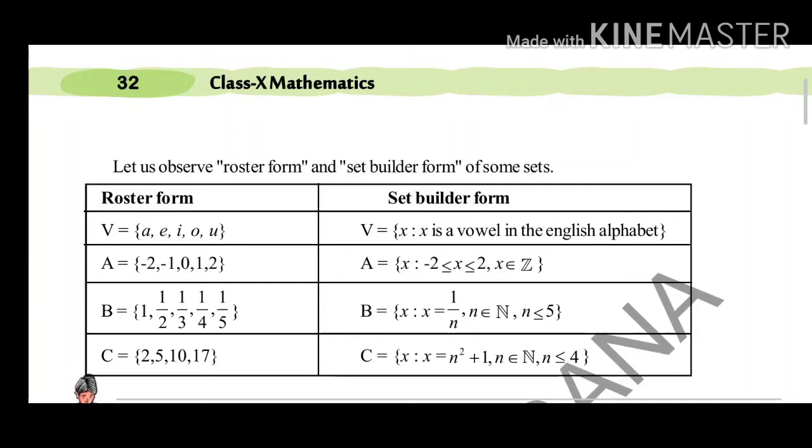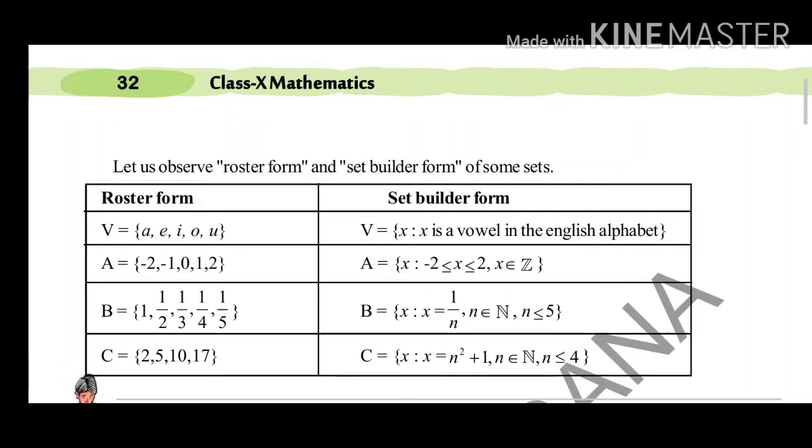Next, one more set you can see here. A is equal to {-2, -1, 0, 1, 2}. See, all these are integers, or not? Yes. So on the right side you can see in set builder form x belongs to Z, because these are all integers. But you can see here these are the numbers greater than or equal to minus 2 and less than or equal to 2, or not? Yes or no? So I am writing here A is equal to the set of all x such that minus 2 is less than or equal to x less than or equal to 2, x belongs to Z. This is the one condition only.